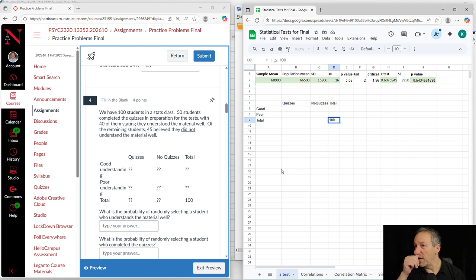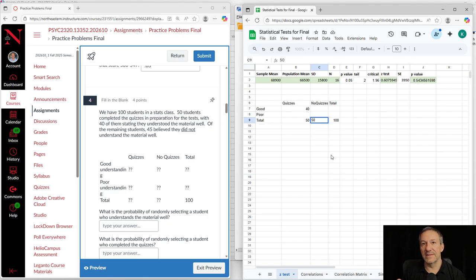Okay. 50 students completed the quizzes in preparation for the test. So quizzes, total, 50. 40 of those said they had a good understanding of the material, so 40 there. Let's see, of the remaining students, how many are remaining? Well, there's 100 total, and we had 50 in the quiz. That means there's 50 in the no quiz.